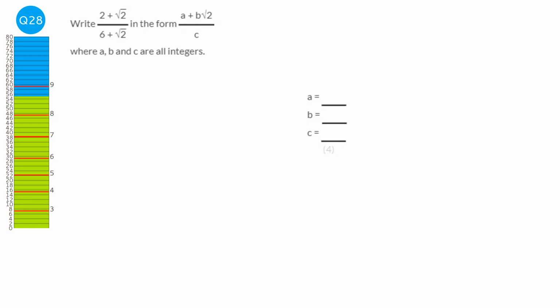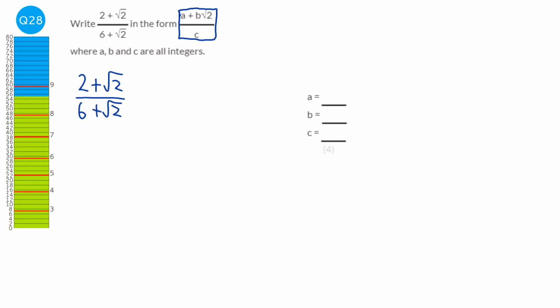Now notice the format that it wants the answer in does not have a square root at the bottom, so we are going to be rationalising the denominator with this. So I'm just going to write out the question, just so we've got a start. And notice here we've got this 6 plus root 2.